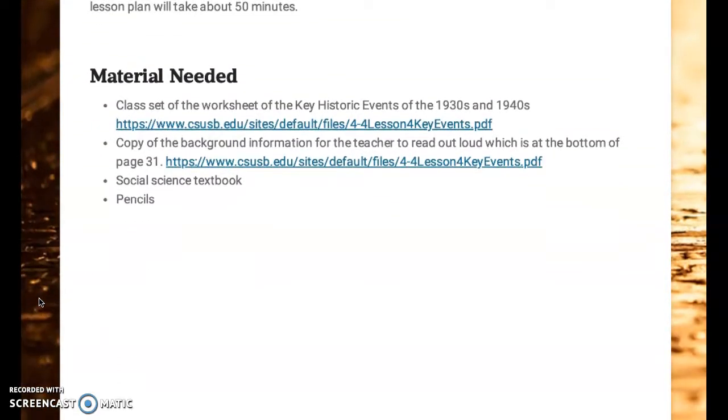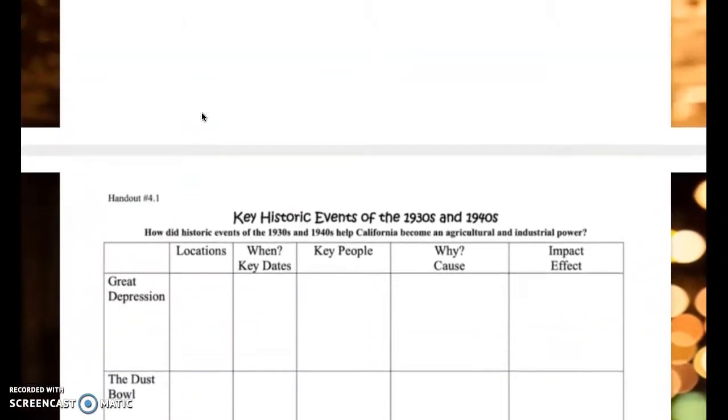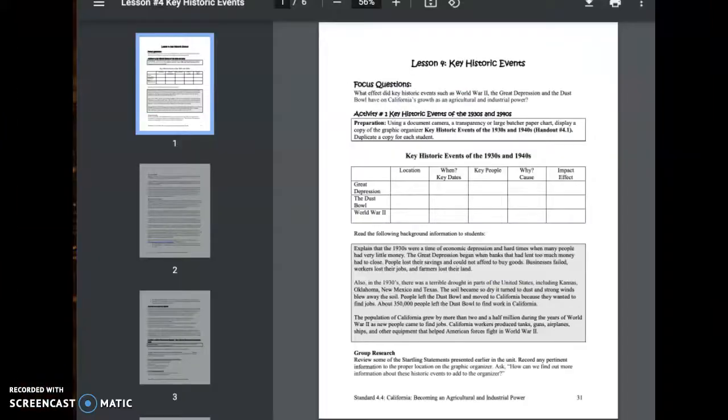This is a list of the material that the teachers would need to complete it. I put this so the teachers know exactly what they need to complete the lesson plan. The worksheet is the first thing that would be needed. I have a picture of it down here. It shows you exactly what the worksheet looks like. There's a link to it right here that if you click on it, takes you to it, and it's on the first page right here.